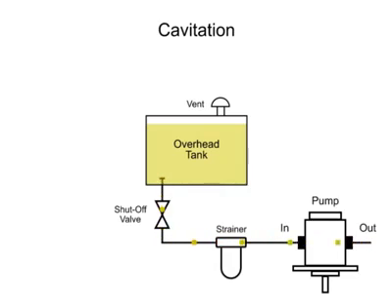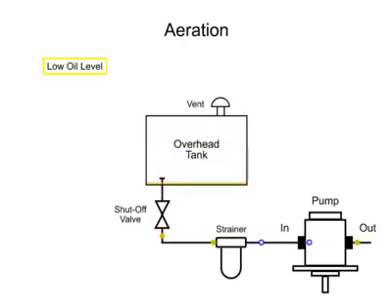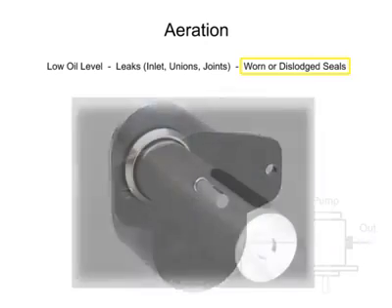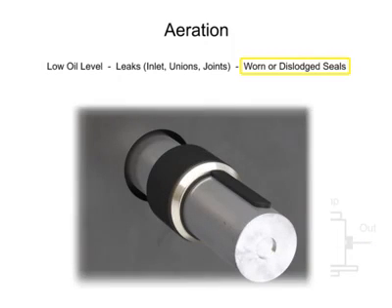Another form of cavitation is called aeration and is caused by air entering the oil stream. This can occur for a variety of reasons, including a low oil level in the reservoir, leaks in the inlet plumbing line, especially at unions and joints, and worn or dislodged seals in other hydraulic components such as pumps, cylinders, or valves.